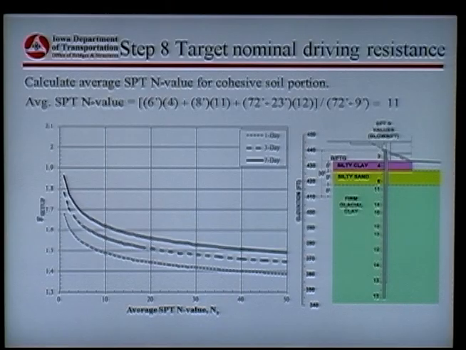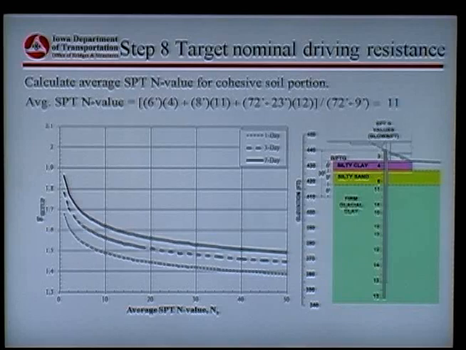So now what happens here is we have to take the average SPT value for the cohesive soils only. We ignore the granular soil that we're penetrating through. And what is the average? We had 6 feet of the upper clays, the silty clays, at an average blow count of 4, plus the 8 feet of layer 3A at 11 blows. And then we have the remainder in the denser materials.